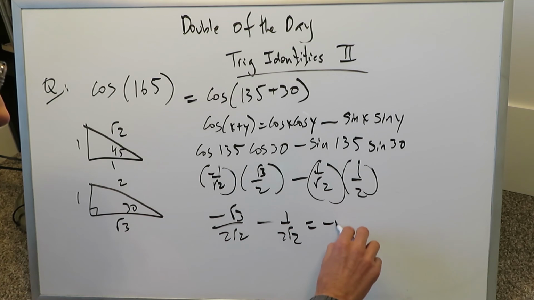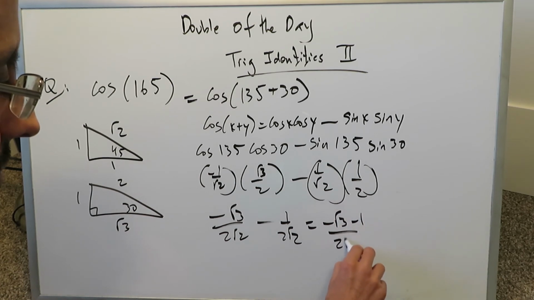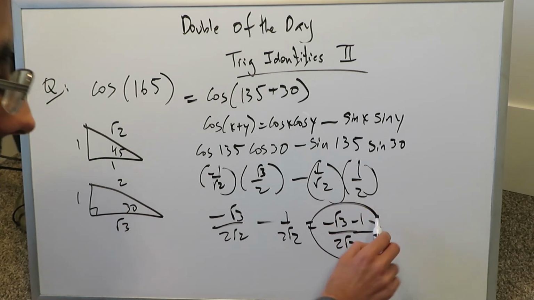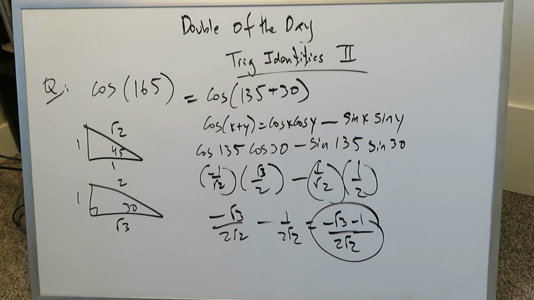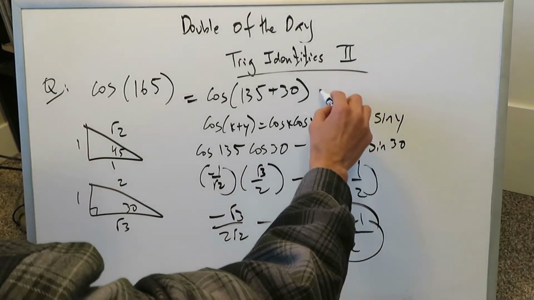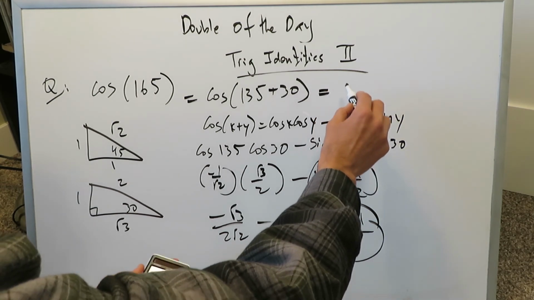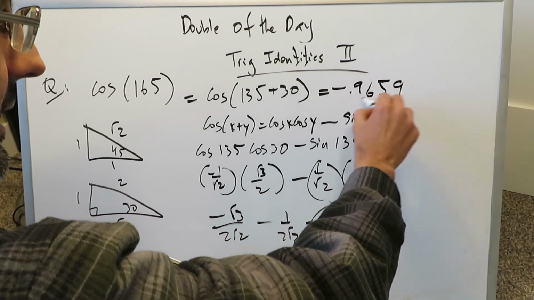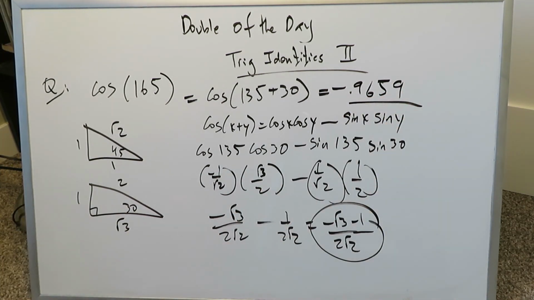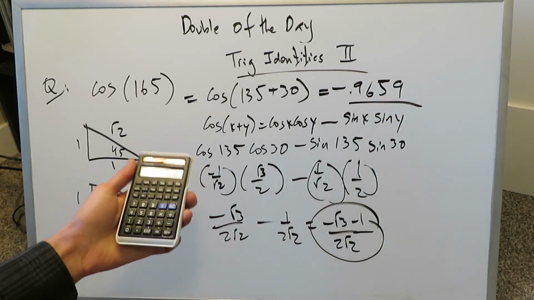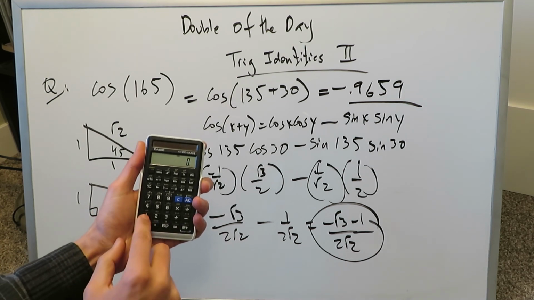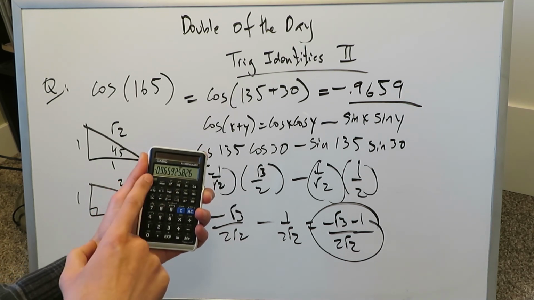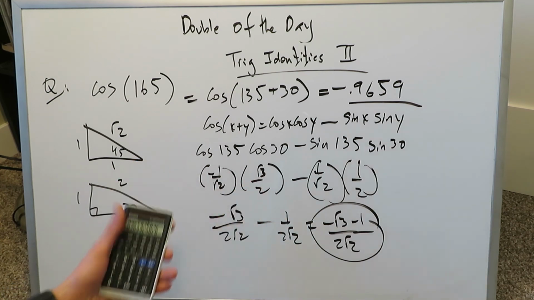You can say it's minus root 3 minus 1 over 2 root 2, and this can be a good answer, or I will present a decimal answer, then we'll verify it here on the calculator. For my decimal answer, I get this value right here, and I'm going to put it out here, minus 0.9659. All we have to do is verify this here on the calculator. I hope you can see it, but 165, and then you cosine it, you get minus 0.9659, and we're good.